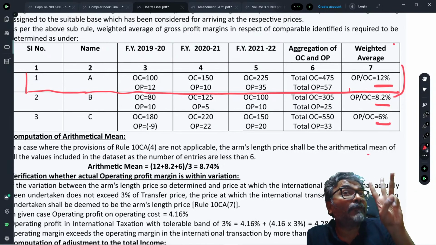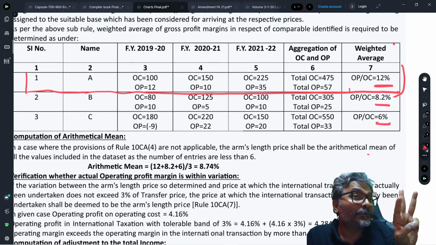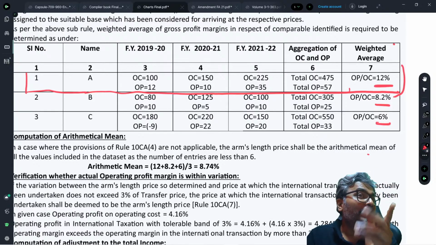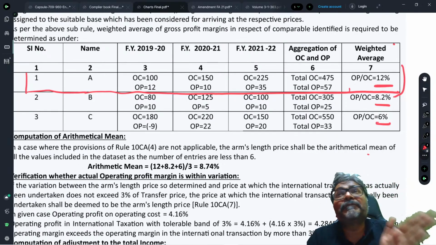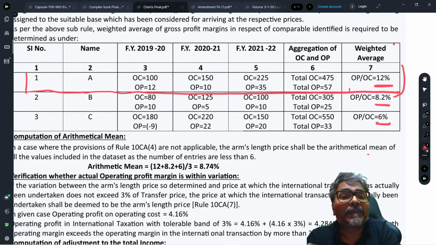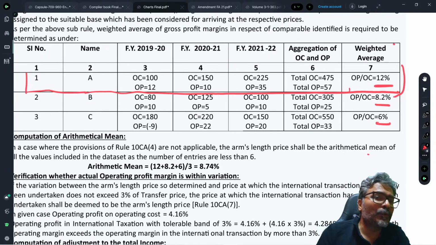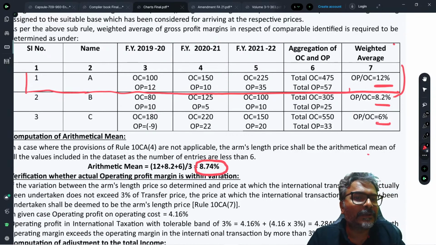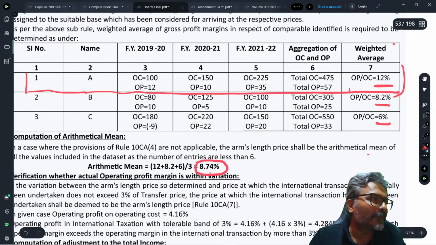But here I've got 3 comparables. So if the comparable size is more than 1 but less than 6, students, then what do you do? In that case I take the arithmetic mean. If the comparable size is more than 1 but less than 6, then it is the arithmetic mean that has to be considered. Now, therefore, I get 8.74.